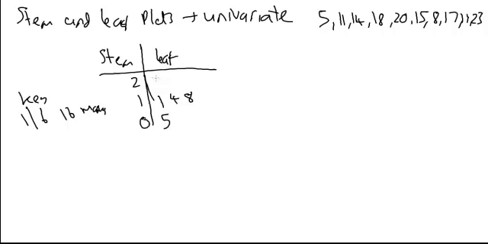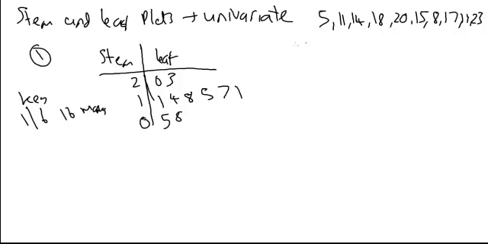20 is going to be 0. 15 is going to be 5. 8 is going to be 8. 17 is going to be 7. 11 is going to be 1. 23 is going to be 3. So that is a stem and leaf plot. So I'll put 1.